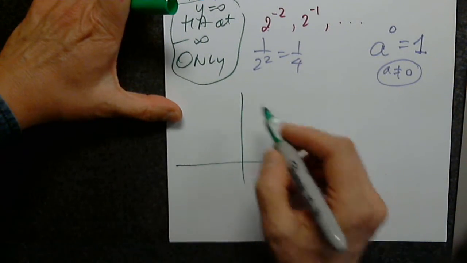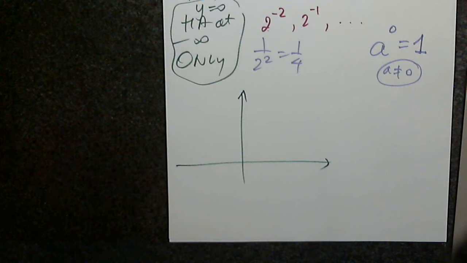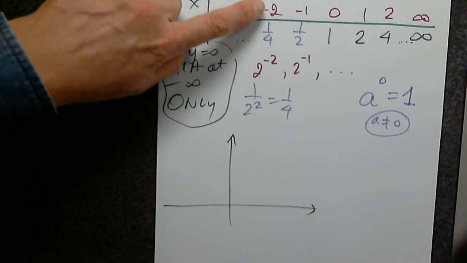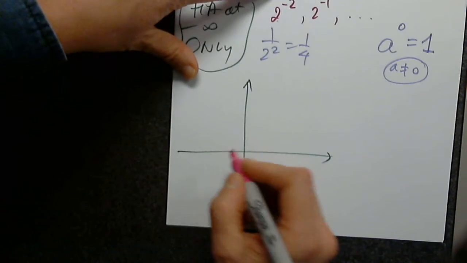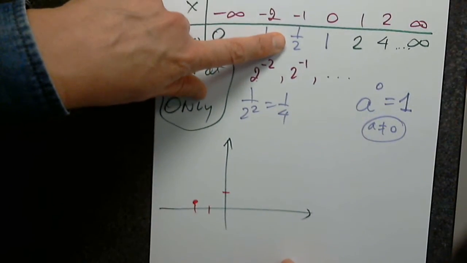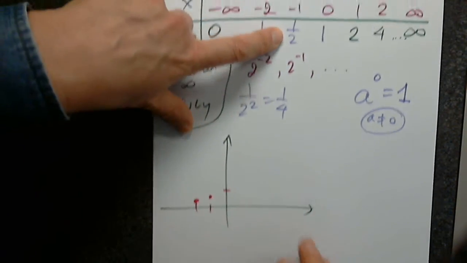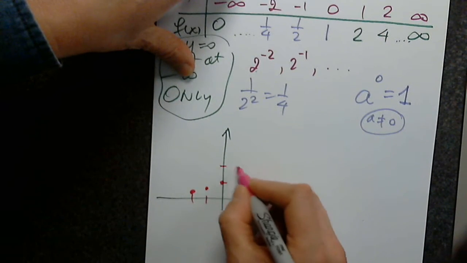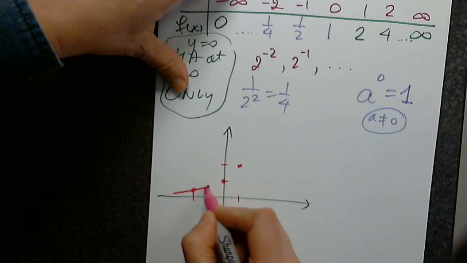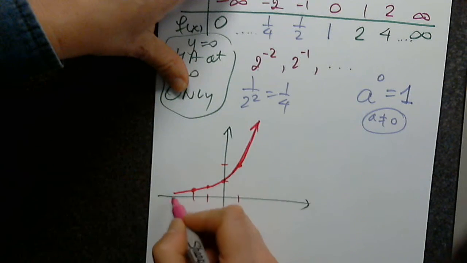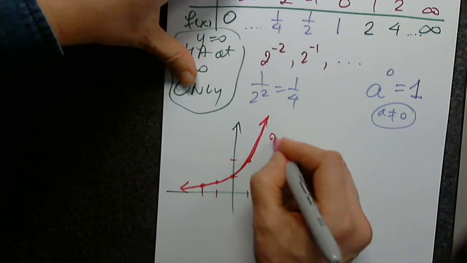So, from left to right, please dictate the first ordered pair. Left to right. -2. Excellent. Next ordered pair. -1. Excellent. Next ordered pair. Excellent. And 1, 2. And here's the graph as expected. This is the graph of 2 to the x.